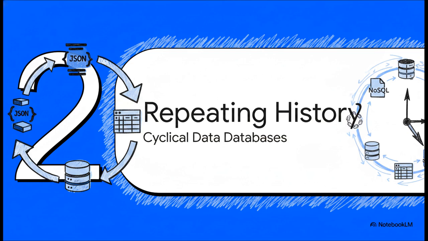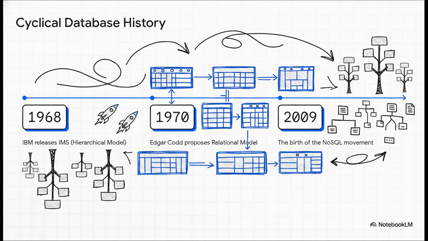Okay, moving on to section 2. Are we repeating history? The cyclical nature of databases. So looking at how incredibly easy that JSON document was, you might be thinking, wow, newer NoSQL document databases finally cured those clunky relational models. But are we actually just repeating history here? Let's trace this back a bit.